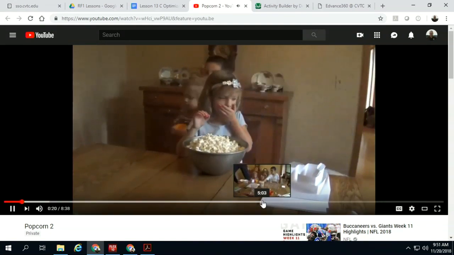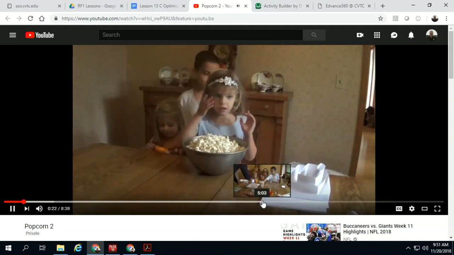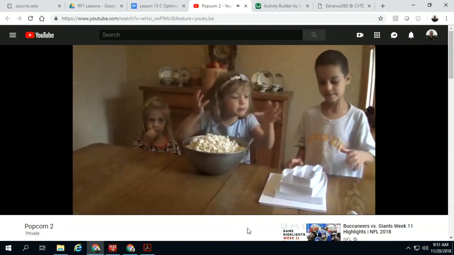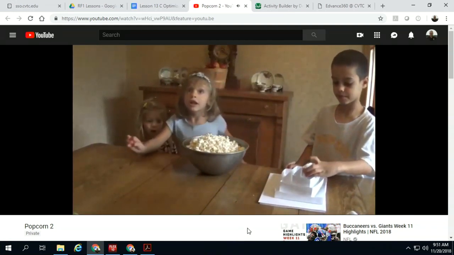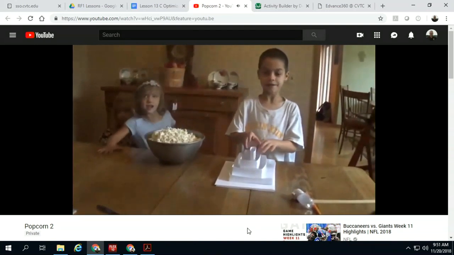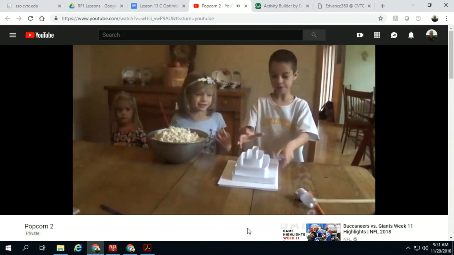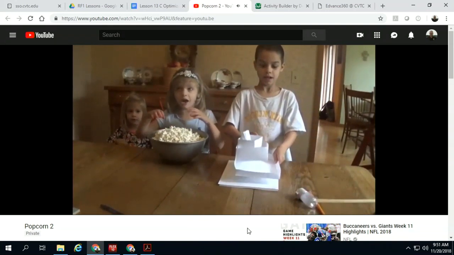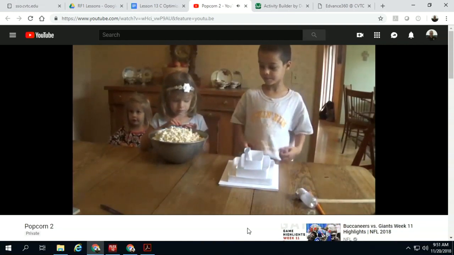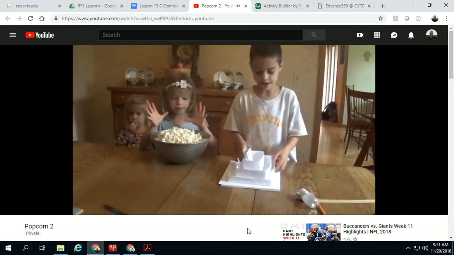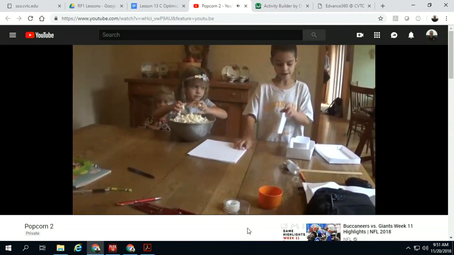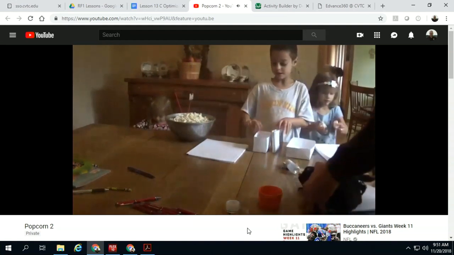Okay, so what are we going to do here with the popcorn? We are going to grab it and put it in and see which one can hold the most. Which one do you think will hold the most? The bottom. Okay. All right. So let's spread them out, and then you can fill them up, and let's see which one fills up the highest, okay? So let's spread them out by size.